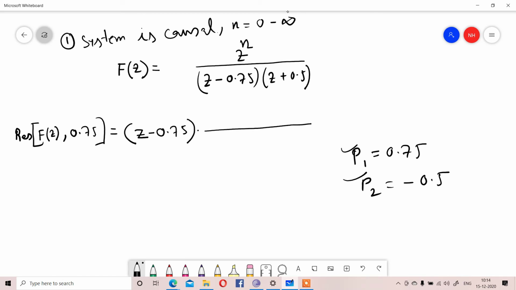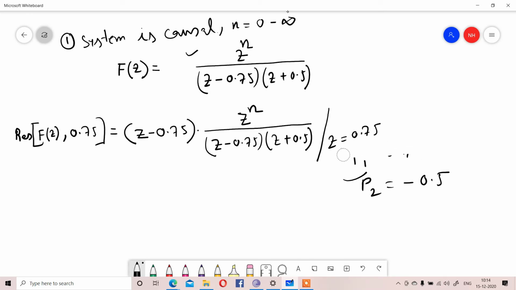The value of f(z) is z to the power n over (z minus 0.75)(z plus 0.5), where z equal to 0.75. That is your first case, to calculate the residue.